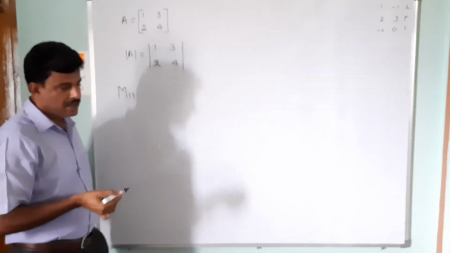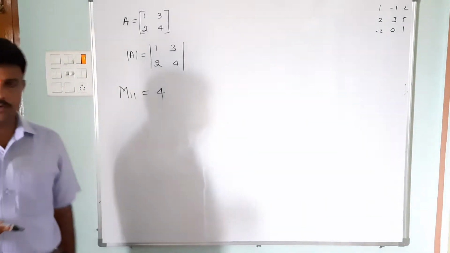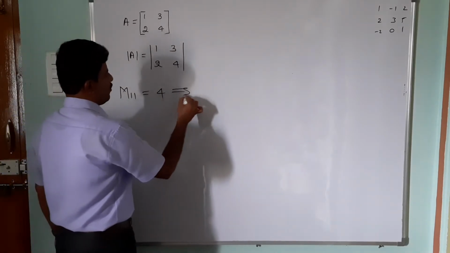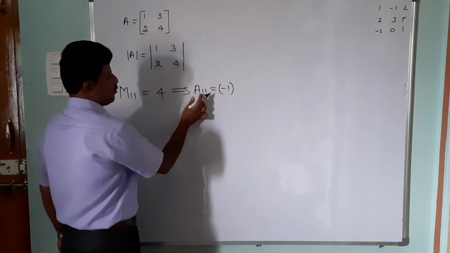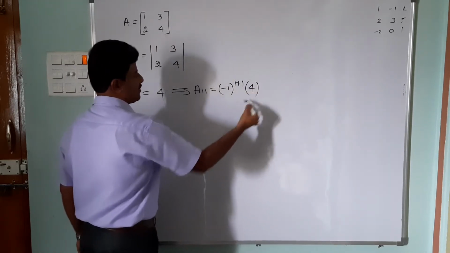You all did M11 yesterday. M11 is equal to how much? 4. M11 is equal to 4. So next, A11 is equal to minus 1 to the power of 1 plus 1 into M11, whose result is 4. Minus 1 to the power of 1 plus 1 means minus 1 to the power 2, which is even, so positive. So 1 into 4 is 4.